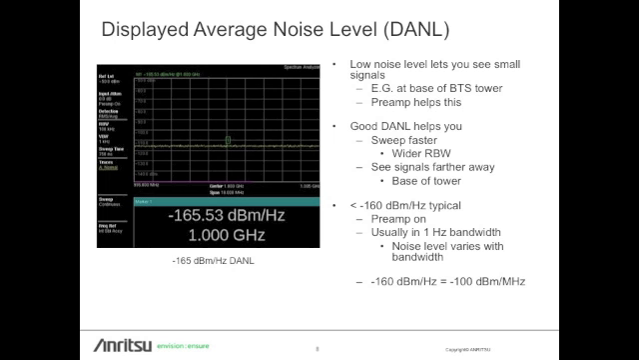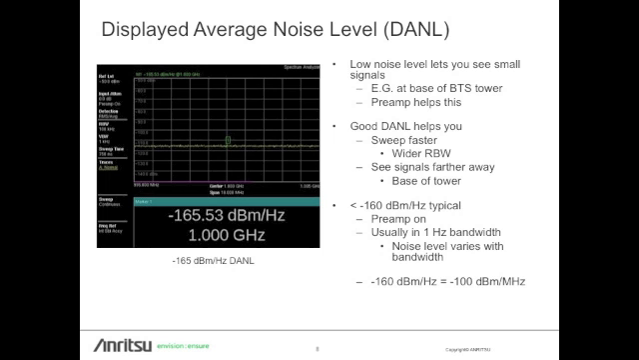It really helps you see small signals, and interfering signals can be quite small sometimes. I have a little analysis later that makes it really obvious what's going on there. It also lets you sweep faster because you can use a wider RBW, resolution bandwidth, when looking for a CW signal, which lets you see signals farther away, like from the base of a tower. When we see our analysis, we'll see what I mean by that.